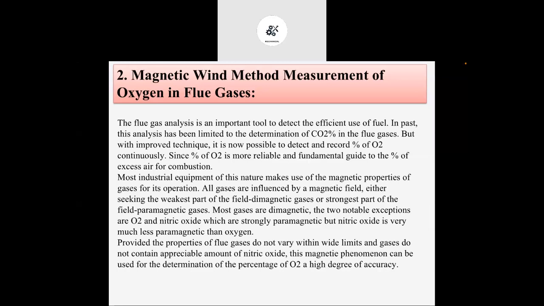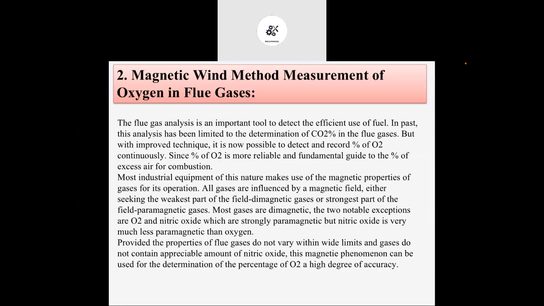Because if we directly measure the oxygen content, we don't get a separate measurement of the oxygen content, because flue gas is a mixture of different types of gases. So first of all, we will separate out the oxygen from the flue gases, and then we are going to measure the content of the oxygen from that flue gas.